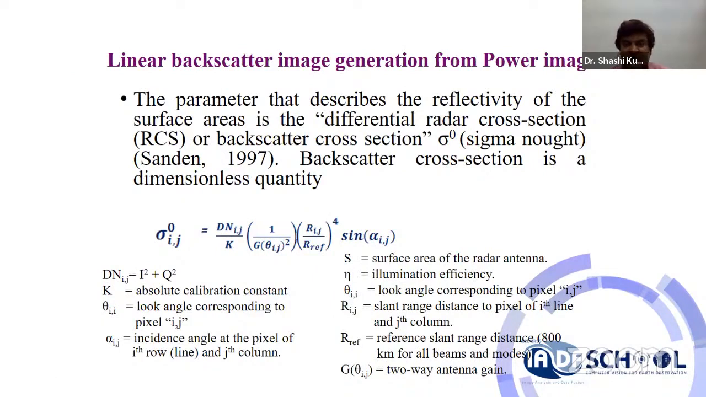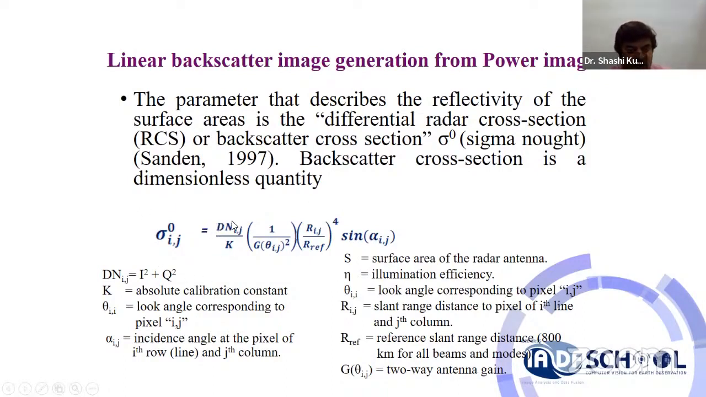Now, once the calibration constant value that is represented by K is derived, the radiometric calibration is performed. When the formula is known, then it could be easily calculated. Now, this formula is used mainly for the Envisat ASAR. Envisat was the satellite launched by the European Space Agency. That satellite provided the data set in C band.